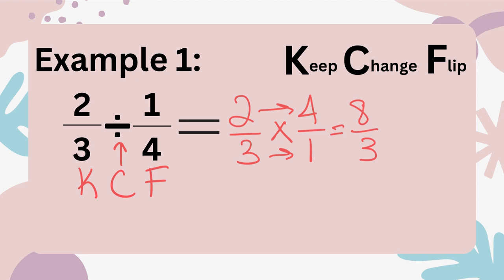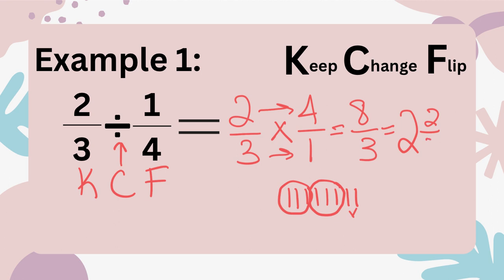So you would draw 8 objects. I'll just draw 8 lines. 1, 2, 3, 4, 5, 6, 7, 8. And then we make groups of 3. So I have one group. I have 2 whole groups. So my whole number is 2. And then I have 2 left over out of groups of 3. So my final answer will be 2 2/3. So first we did keep, change, flip. We multiplied straight across, and then we simplified our answer. Let's do another example.